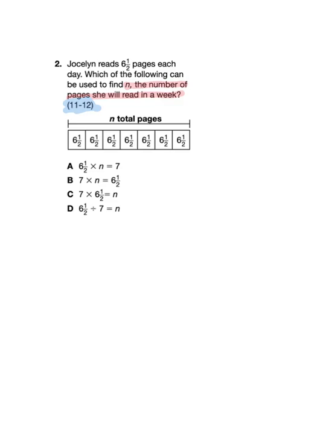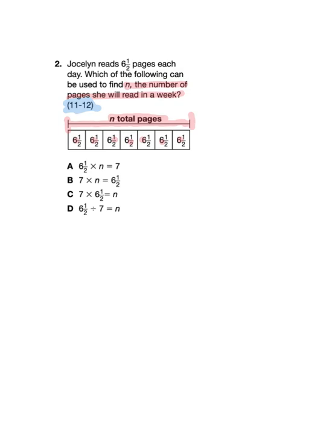Now, when we look at the diagram that they very helpfully provided for us here, we can see that this line here represents N, the total pages that she read over the course of a whole week, or 7 days, right? 1, 2, 3, 4, 5, 6, 7, okay. Since she read 6.5 pages each day, this looks a lot like repeated addition to me. 6.5 plus 6.5 plus 6.5 plus 6.5 plus 6.5 plus 6.5 plus 6.5.